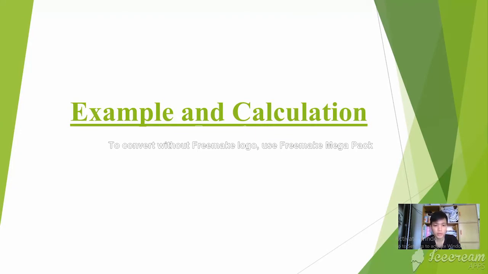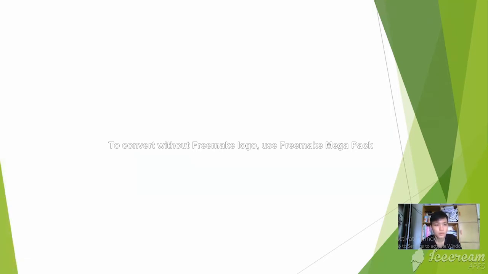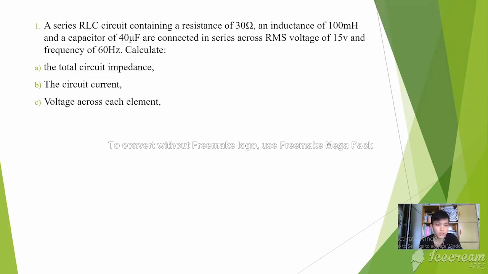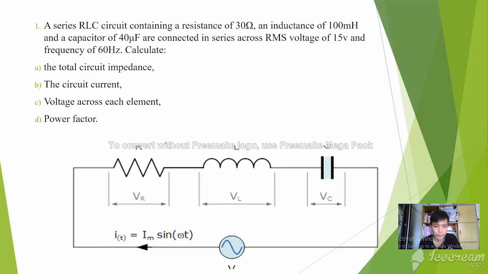Now I'm going to talk about the example and calculation related to the topic that we chose. The question is about an RLC circuit. A resistance of 30 ohms, an inductance of 100 mH and a capacitor of 40 microfarad are connected in series across an RMS voltage of 50 volt and frequency of 60 Hz. The question asks to calculate the total circuit impedance, the circuit current, the voltage across each element, and also the power factor. Below is the diagram of the RLC circuit.